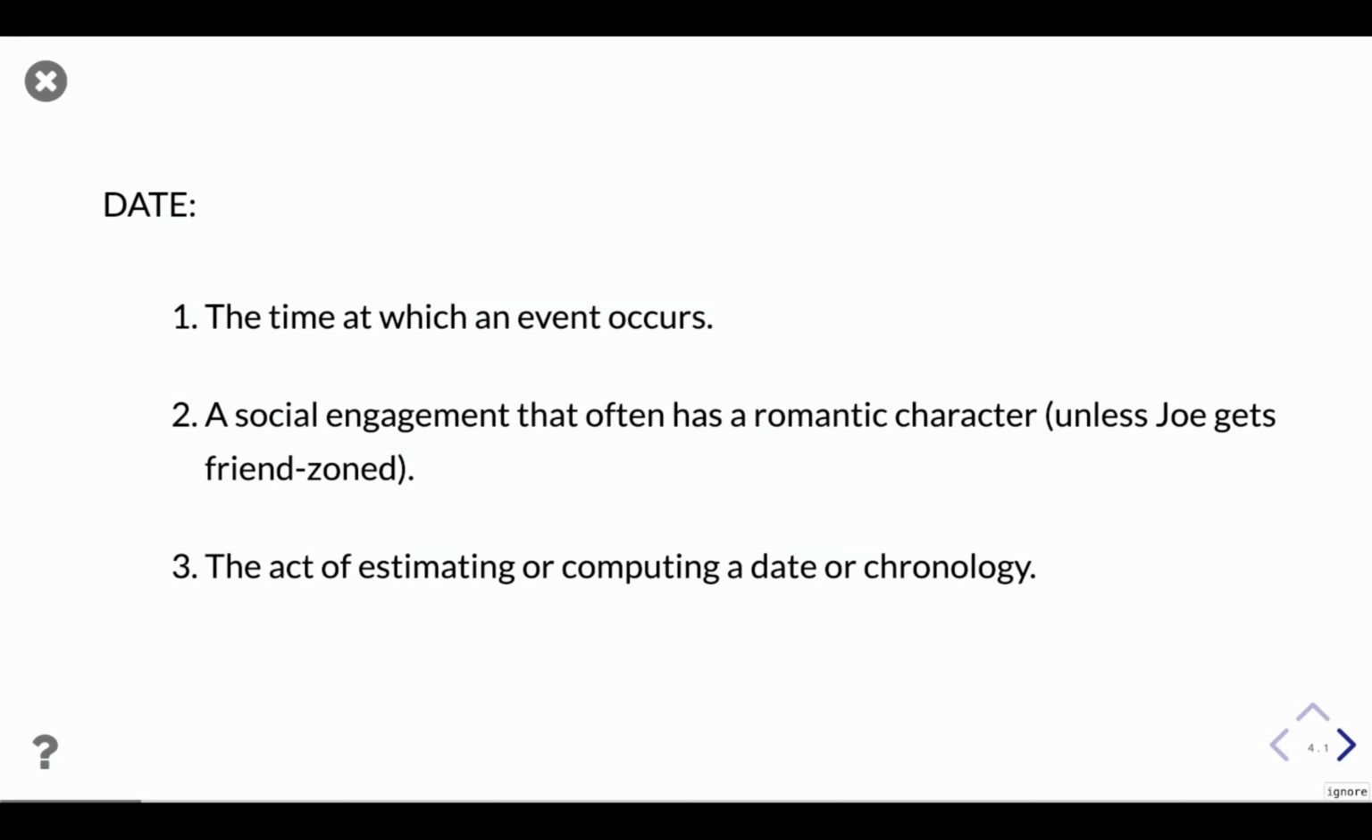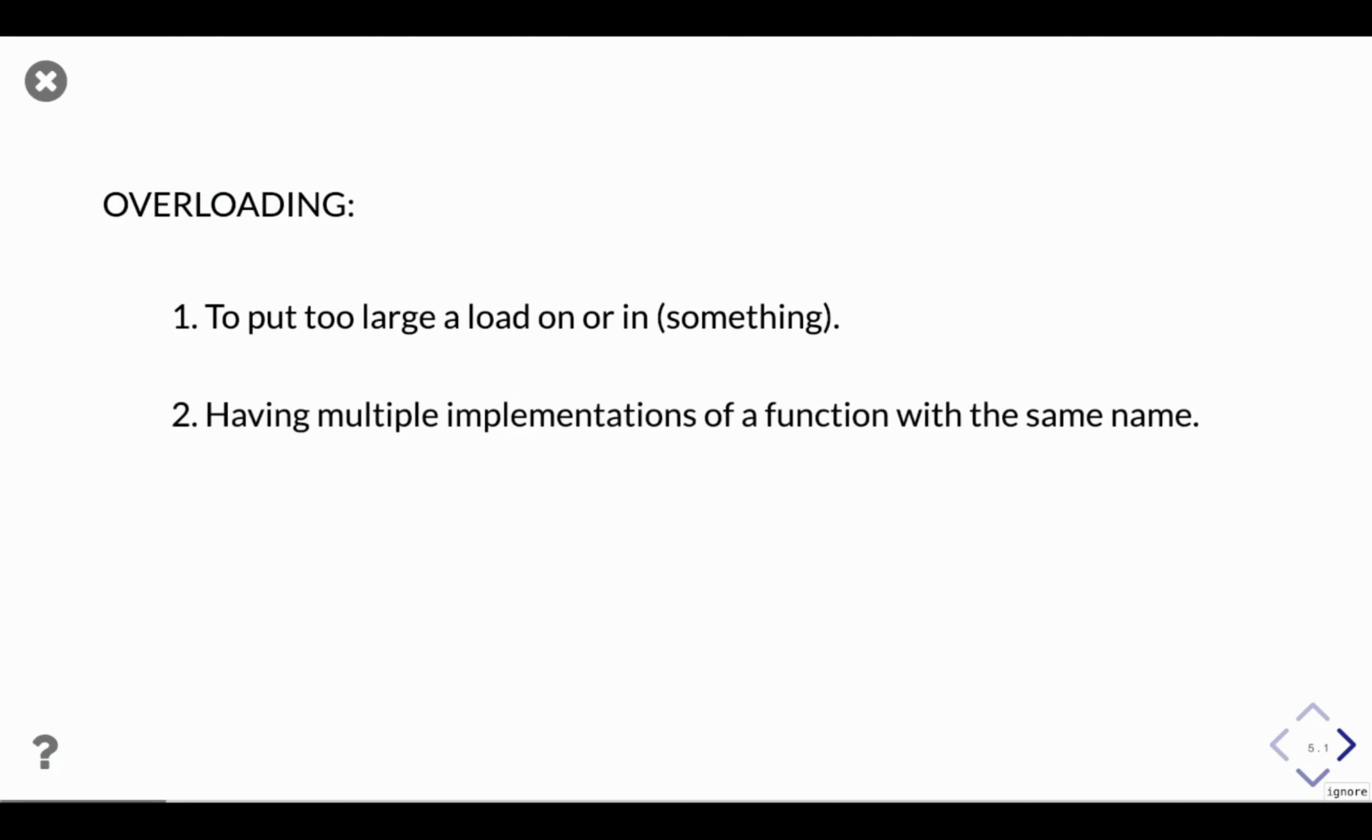In programming, we will say that the word date is overloaded because it has multiple definitions for the same name. The word overloading is overloaded itself. In everyday context, it usually means to put too large of a load into something. In regular programming context, it means having multiple implementations of a function with the same name, what we just saw.